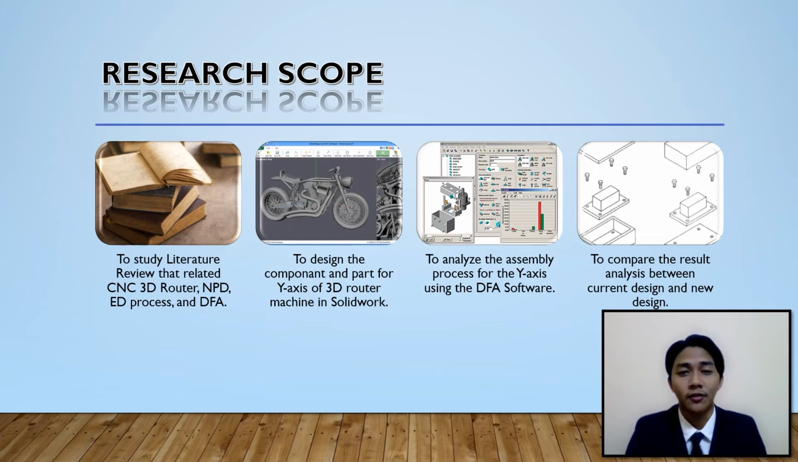To achieve my objectives, I need to have a research scope, where my research scope is to study literature review related to CNC 3D router, NPD process, ED process, and DFA. Next, to design the components and parts for the Y-axis of the 3D router machine in SolidWorks. Then, to analyze the assembly process for the Y-axis sub-assembly using the DFA software. And lastly, to compare the result analysis between the current design and the new design.